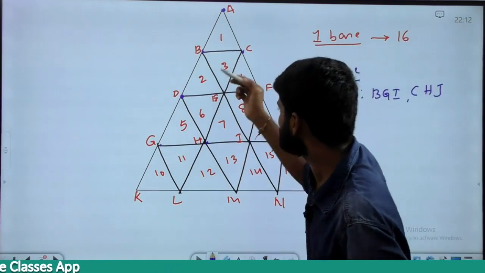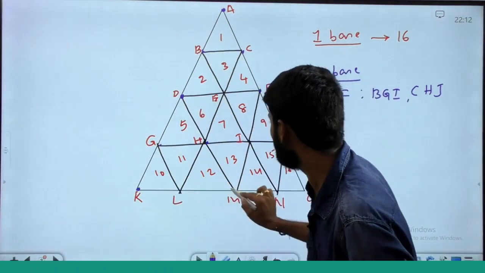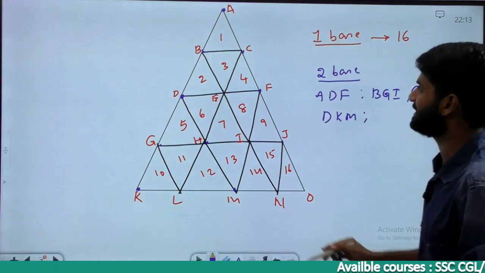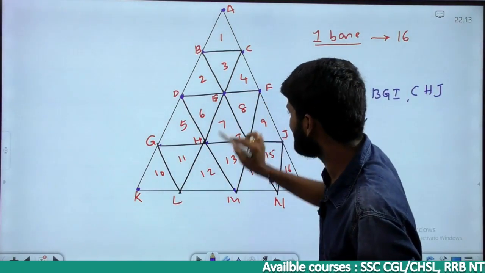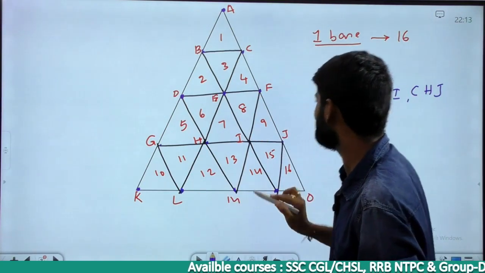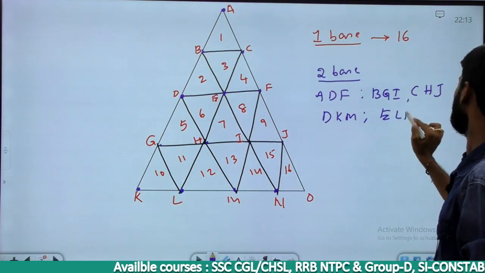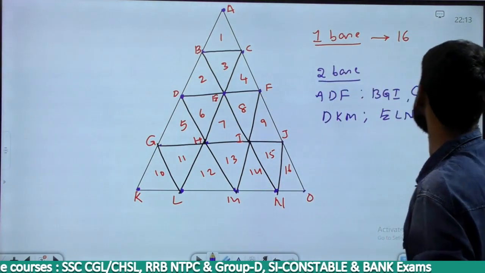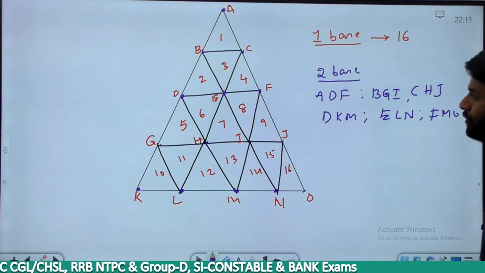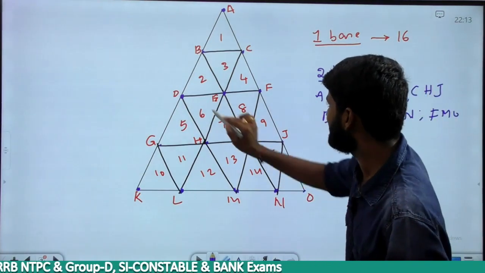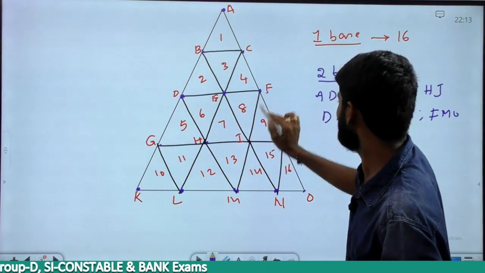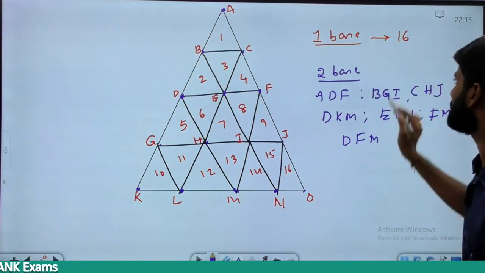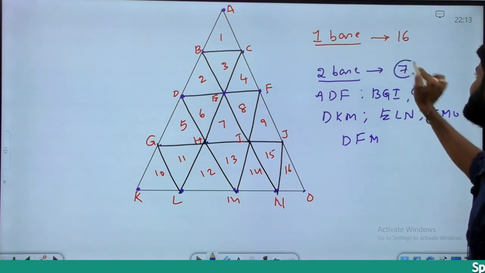Next, you just concentrate on D, K, M. So D, K, M is the 2-base triangle. Again, you just concentrate on this part, E, L, N. So E, L, N. Clear? Next one, move on to F, M, O. Next we have an inverted one, guys. Inverted means D, F, M. So in total we have 7 two-base triangles.